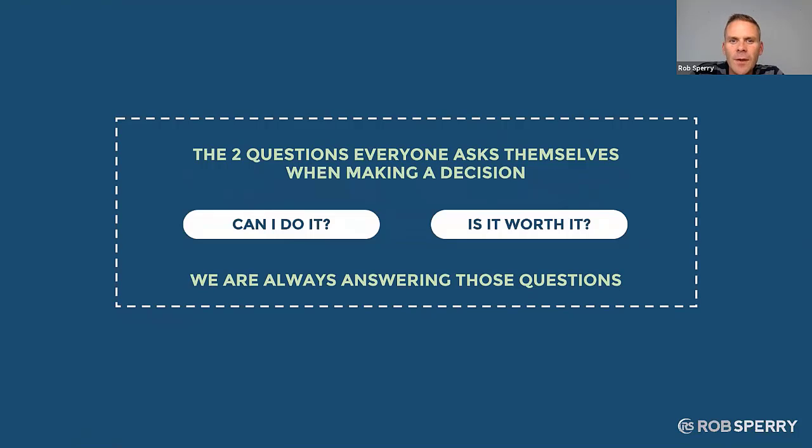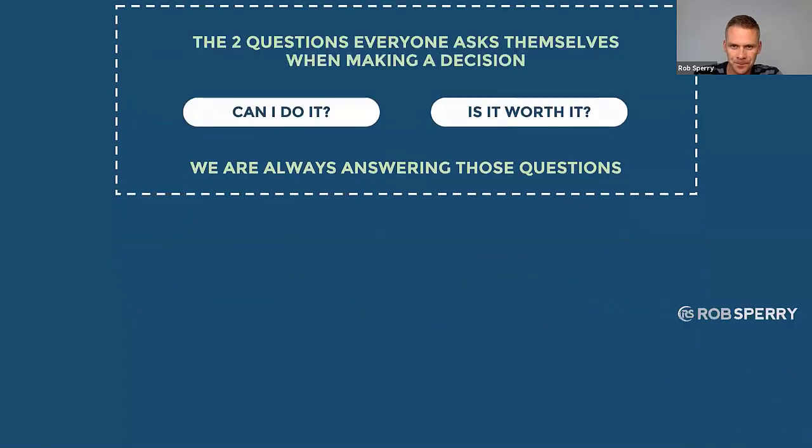The 2 questions everyone asks themselves when making a decision is, number 1, can I do it? Can I do what you're doing? Number 2, is it worth it? We're always answering those questions. So just keep that in mind. That's a challenge for you as you're creating a duplication model. The newest person is always going to ask, can I do it? And is it worth it? Can I do it? That's part of the duplication model. Can they do it?